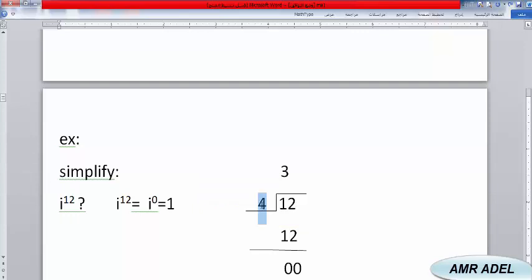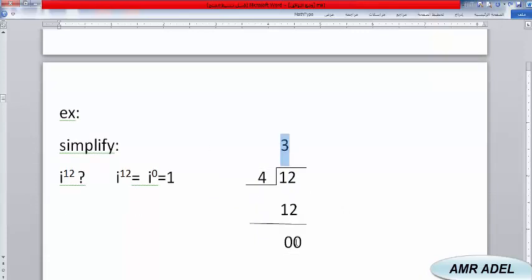Divide by 4. Why by 4? Because as we know before, I power of 4 is equal to 1. So we'd like to know how many I power of 4 are in this I power of 12. Now look, 12 divided by 4 will be 3. 3 multiply 4 is 12. Then the remainder, which is very important. The remainder is 0. So now easily remove the 12 and put instead of it 0, which is the remainder.